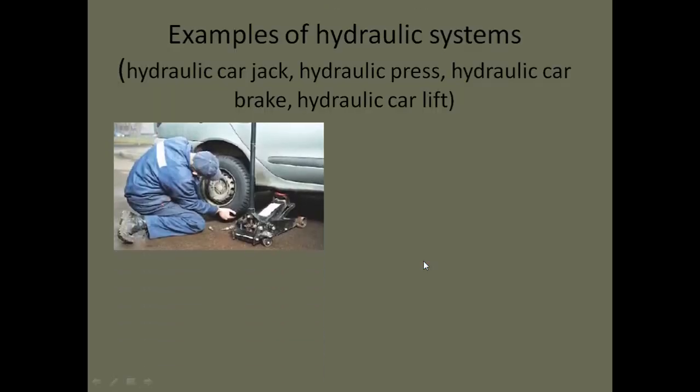Examples of hydraulic systems. Here we talked about hydraulic systems, and now these are some of the examples. Number one is the usual hydraulic car jack you see in a mechanic workshop. If you go to a mechanic workshop, you see a car jack. If you have a car, and if you're lucky, you have the hydraulic one. There are two types anyway, but the hydraulic one is the one that uses liquid.